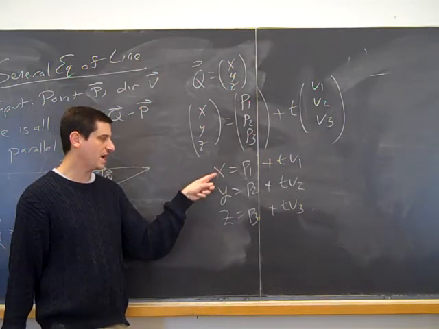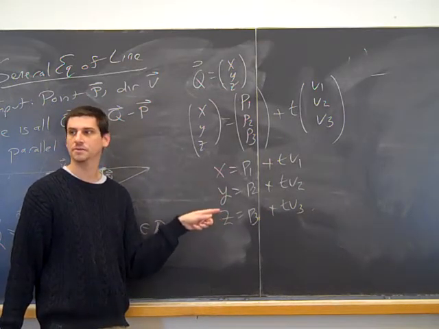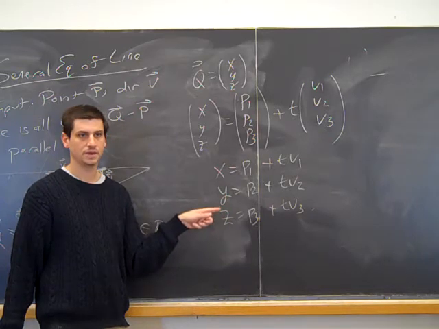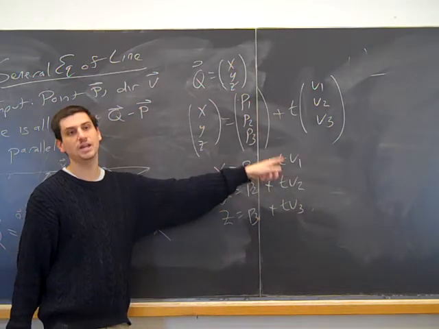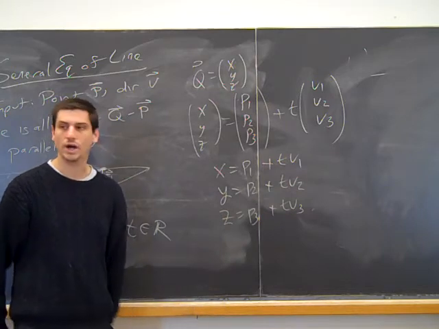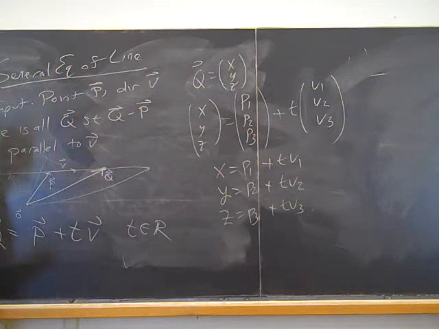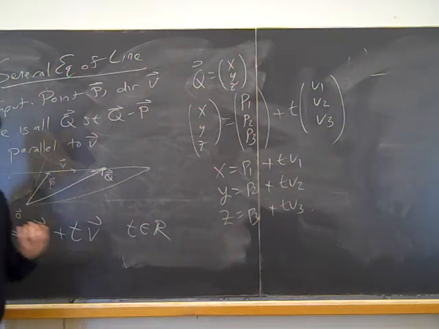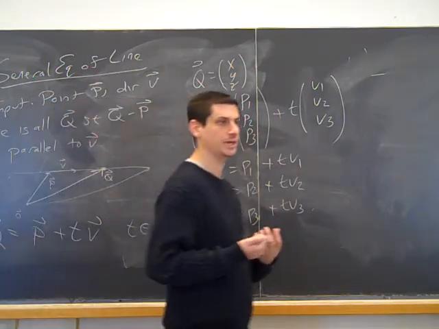Conversely, if I specify X, do I know Y and Z? Yeah, if I know X, I can solve for T, and now that I know T, I can find Y and Z. Once I have one piece of input, if I'm on a line, I have no more freedom. I know exactly where I am.